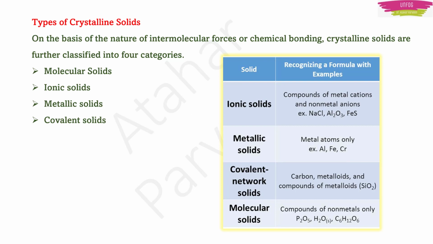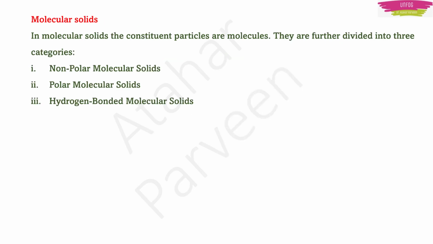Next, we have molecular solids. Examples for molecular solids include compounds of non-metals, like phosphorus pentoxide, water, or glucose, C6H12O6. All these compounds are examples of molecular solids. Now, let's discuss in detail. These molecular solids mean the constituent particles in them are just molecules.